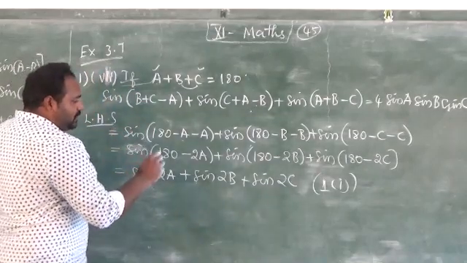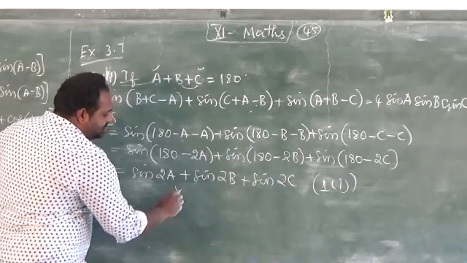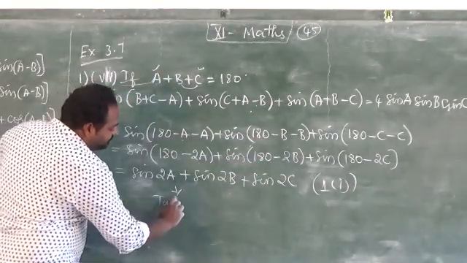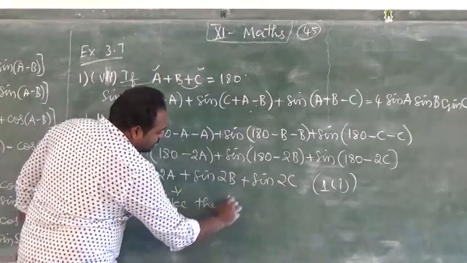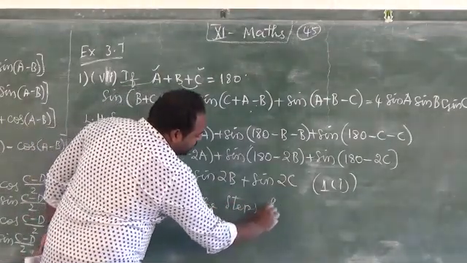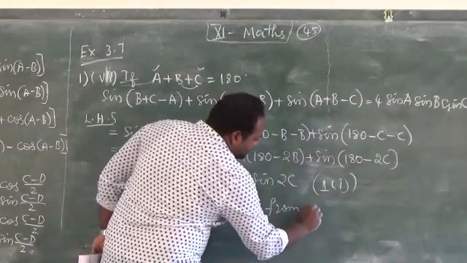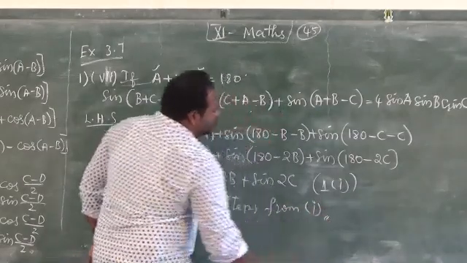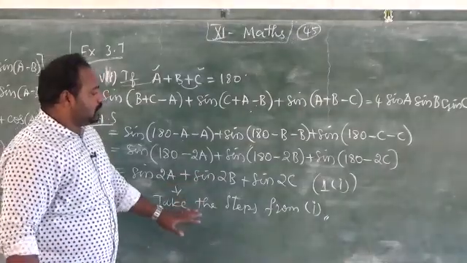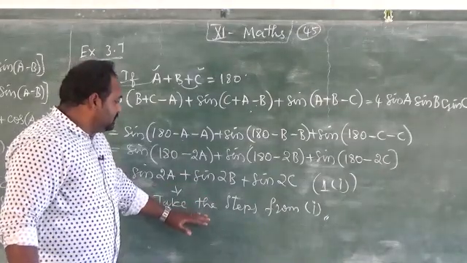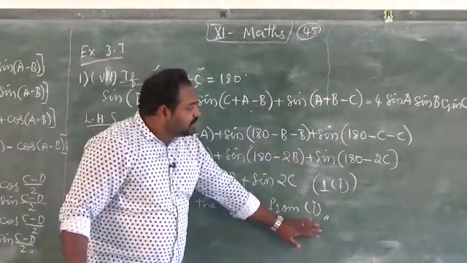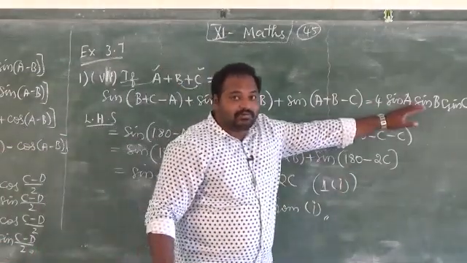So what you do, you can take the remaining steps of the proof for the RHS side from subdivision 1. You will get the right hand side. You can do it on your own. The remaining steps you can take from subdivision 1, and you can get the proof.